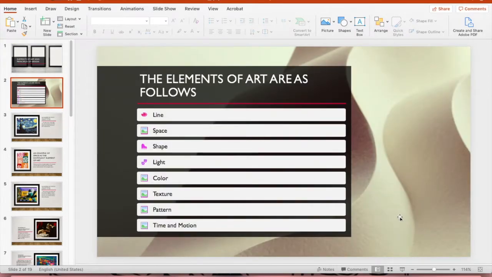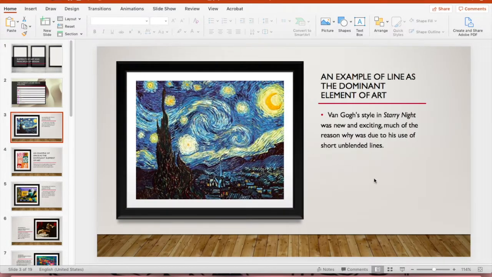All right, so the elements of art again are as follows: line, space, shape, light, color, texture, pattern, time, and motion. We're going to go through an example for each one of these things being the most dominant in a work of art. Okay, so this is an example of line as the dominant element of art. Van Gogh's style in Starry Night was new and exciting. Much of the reason why was due to his use of short, unblended lines. So Van Gogh was not doing exceptionally well in the art scene until he started this style. It's a signature style of Van Gogh's, these little lines.